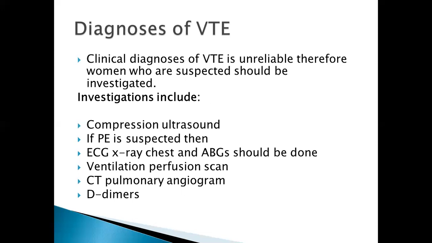Investigations which can be done for the diagnosis of venous thromboembolism include compression ultrasound. This ultrasound has high sensitivity and specificity in diagnosis of proximal thrombosis in non-pregnant women and should be the first investigation used in a patient with suspected DVT. If pulmonary embolism is suspected, ECG, X-ray chest and ABG should be done to exclude other respiratory diagnoses.